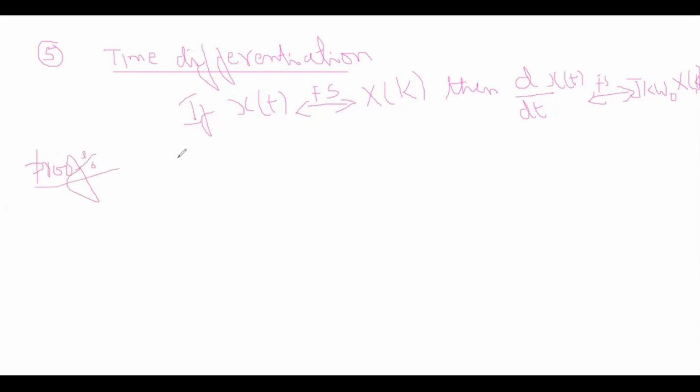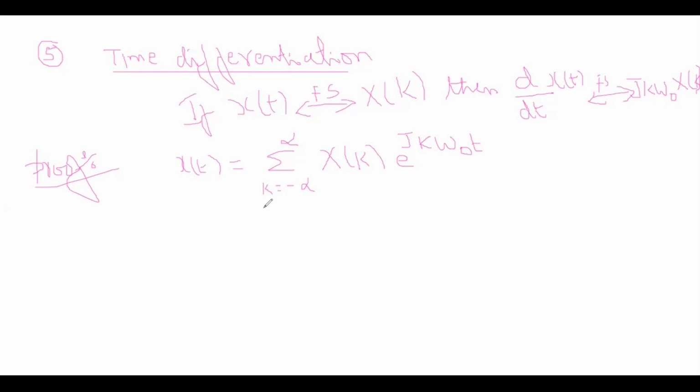What is the synthesis equation saying? x of t is equal to sum of k equal to minus infinity to infinity. Whenever the output is x of t, the input is X of k, the coefficients. The exponential is positive, e power j k omega naught t. There is no dt here because it is a summation, not an integral.